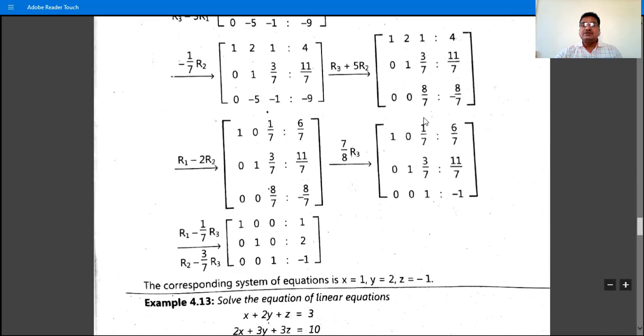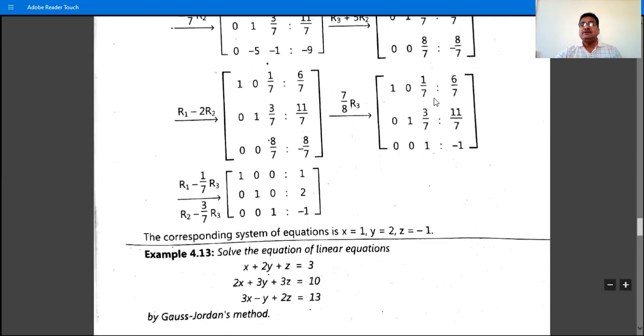Then we have to reduce these two elements to 0, because this third column also contains leading 1. So we have to reduce this 3 by 7 and 1 by 7 to 0. So operations are R1, that is this 1 by 7 lies in the first row. So R1 minus 1 by 7 R3, by using 1 reduce this to 0. And then R2, this is 3 by 7, for this 3 by 7 the operation is R2 minus 3 by 7 R3.